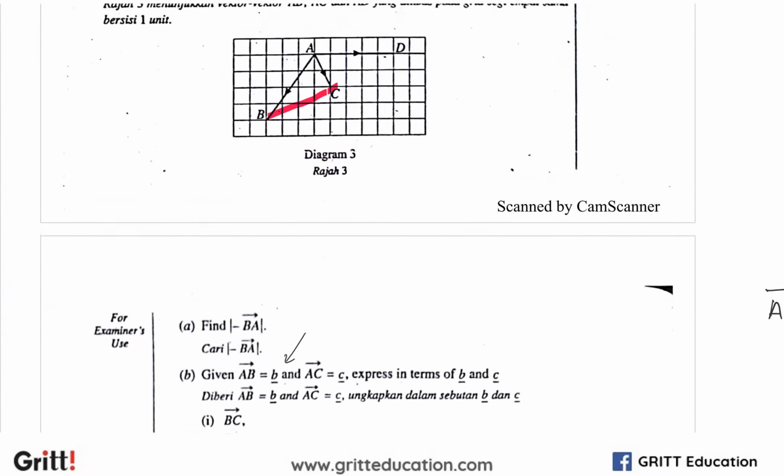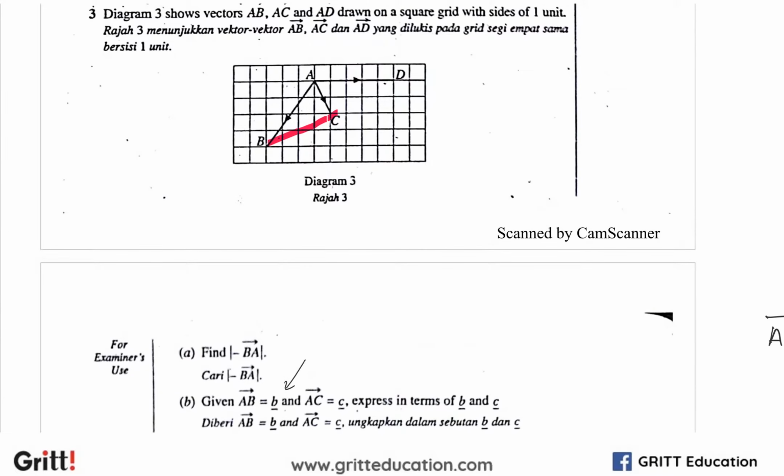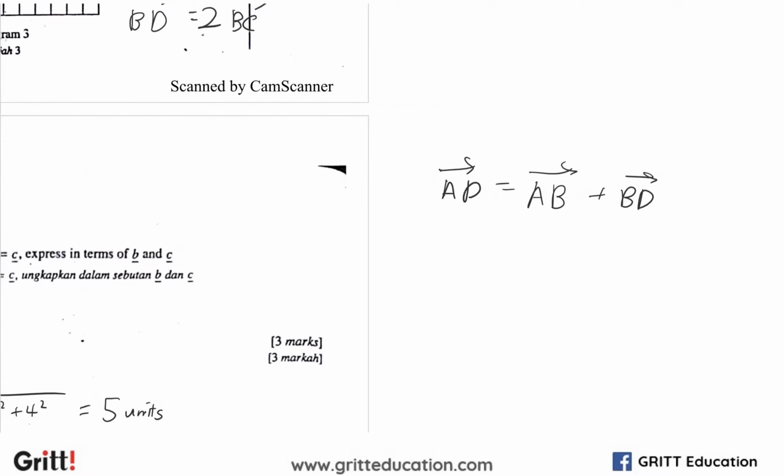But what you can notice is that this length and this length is actually the same. So if you think about it, BD is actually twice the vector of BC. It's basically BC but 2 times itself. So I can rewrite this part as the vector AB plus twice of BC. And from here, we can actually get our answer already.